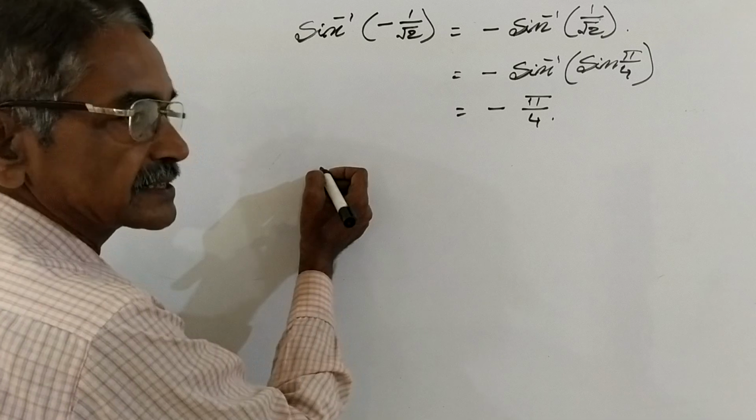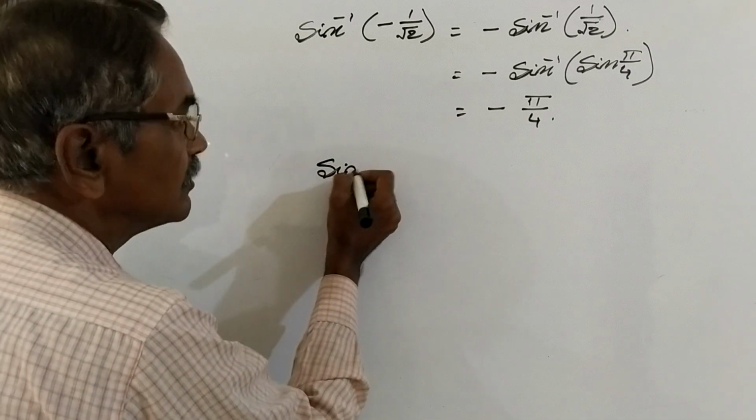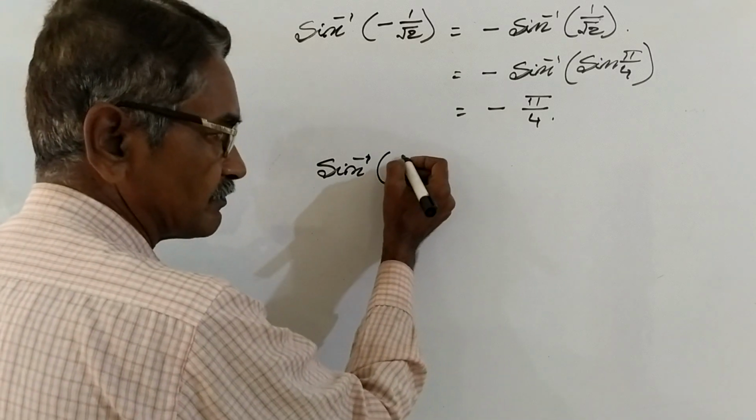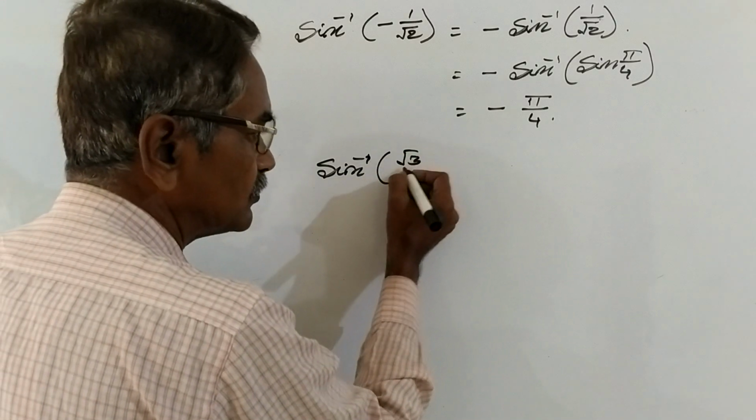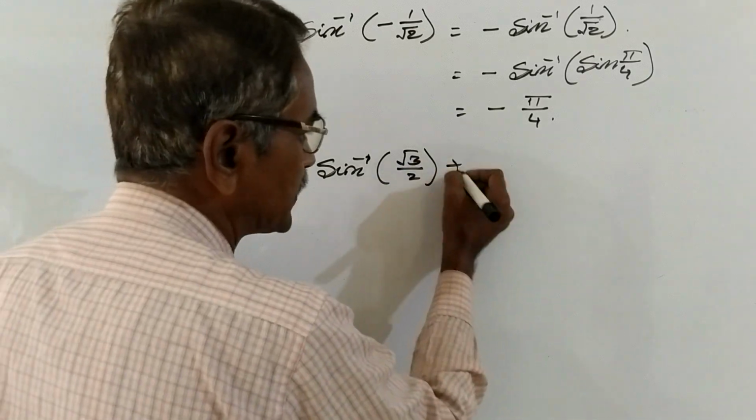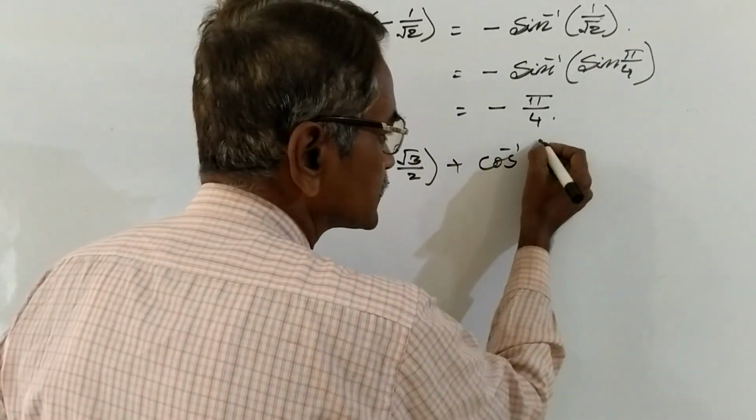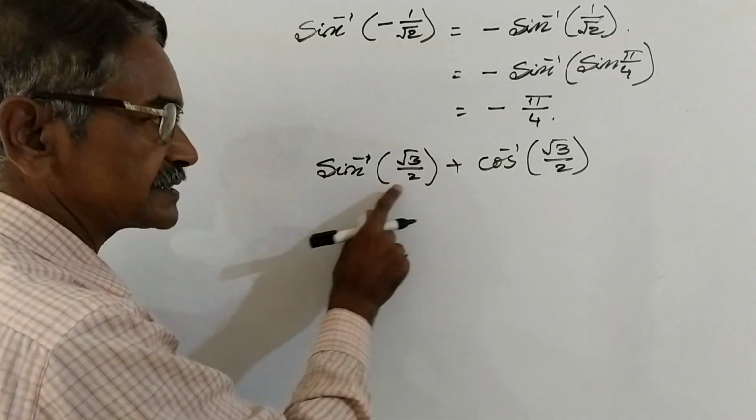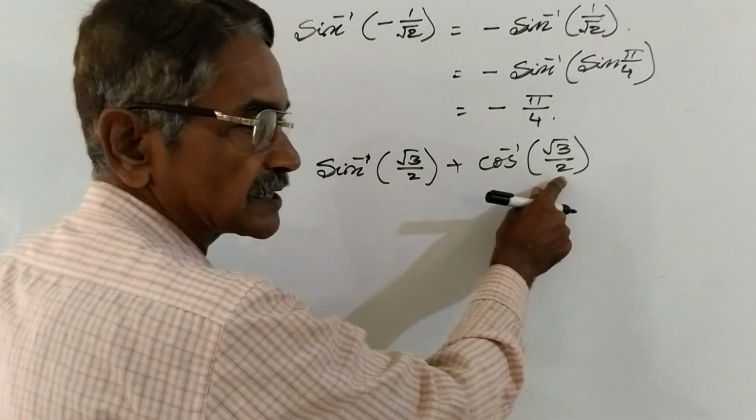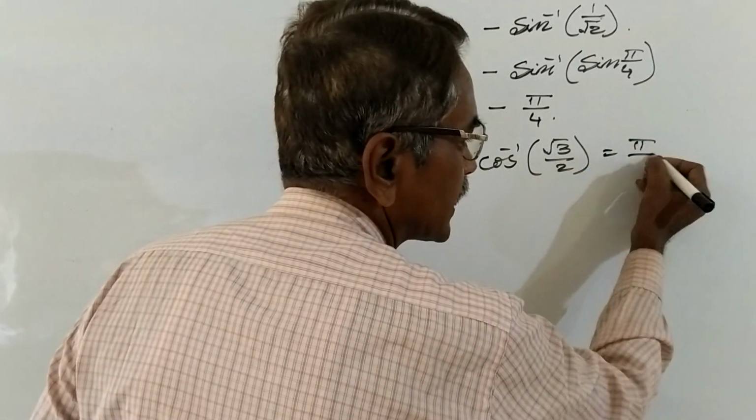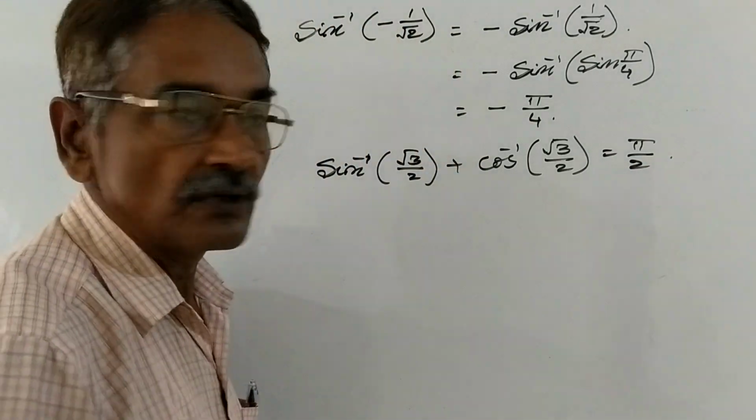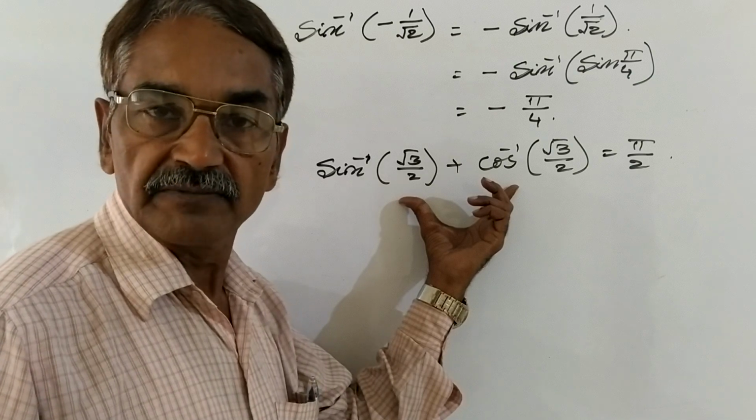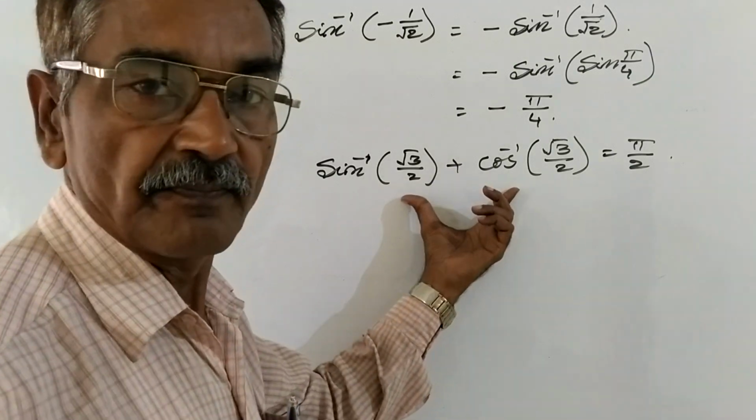Okay, see the next example. Sine inverse root 3 by 2 plus cos inverse root 3 by 2. So this can be written as sine inverse x plus cos inverse x. Straight away you can write pi by 2, because we have seen in the previous properties that sine inverse x plus cos inverse x equals pi by 2.